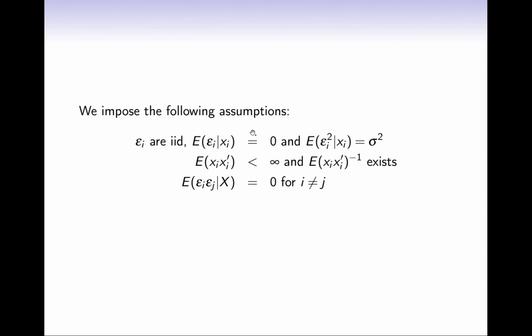Okay, these are the assumptions we're going to impose. This is called a conditional mean assumption: E of epsilon given x equals 0. Now since x is random, we're going to assume E of x_i x_i prime exists, that the inverse exists, and then E of epsilon_i epsilon_j given x equals 0. So there's no correlation across different observations, and we'll make this assumption, which is that the epsilon is homoscedastic.